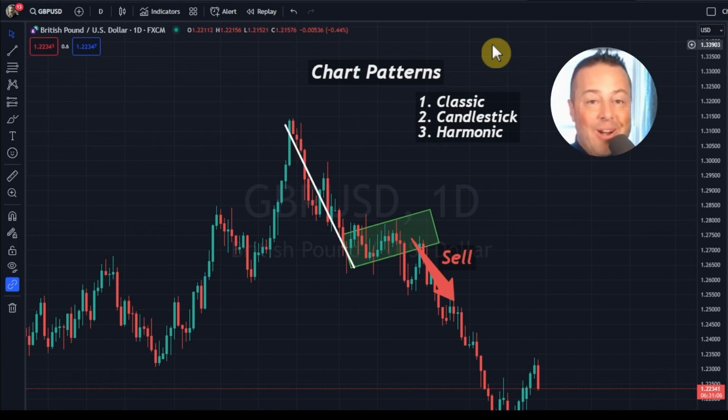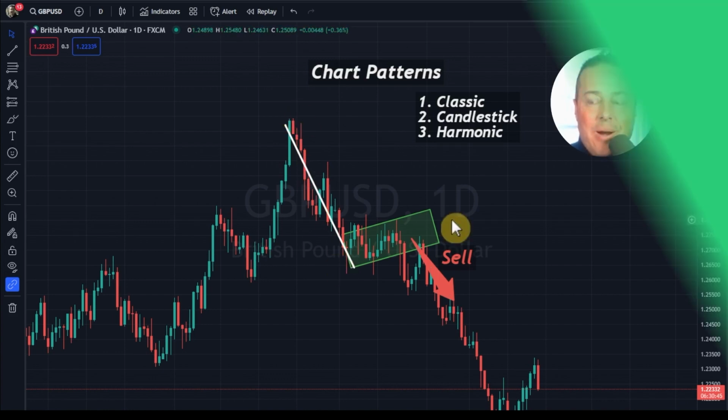Number 3 is chart patterns. Now there are literally dozens and dozens of chart patterns. We've done a lot of work on them in the Trading Academy. Feel free to check that out in the trading room. Number 1 is classic chart patterns. Number 2 are just basic candlestick patterns, such as a doji or a morning star. Number 3 is harmonic, like your ABCD pattern, crab pattern, bat pattern. This is a good illustration of a classic chart pattern. This is a bearish pennant.